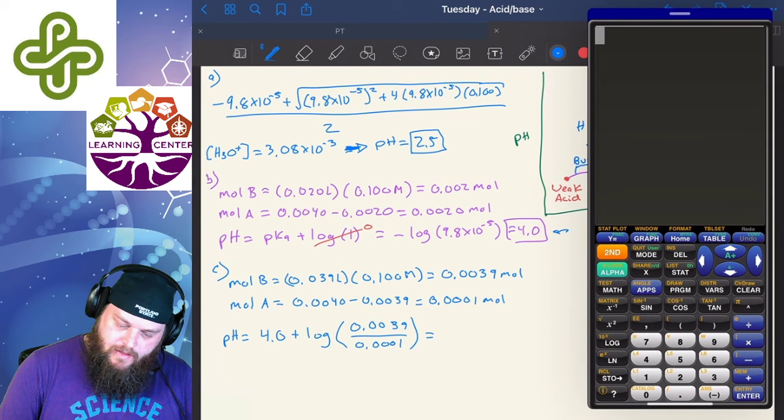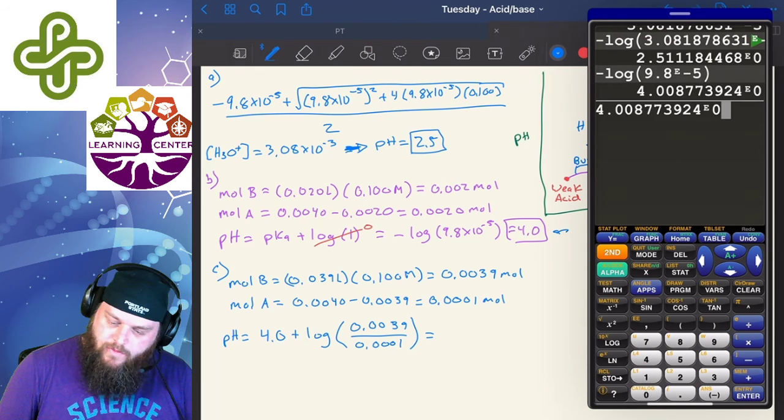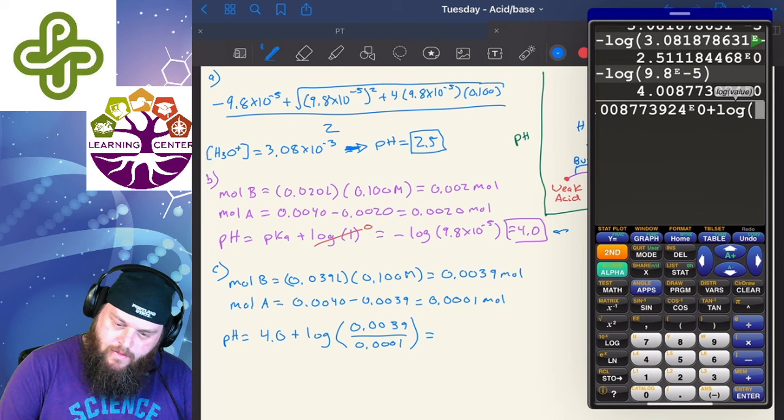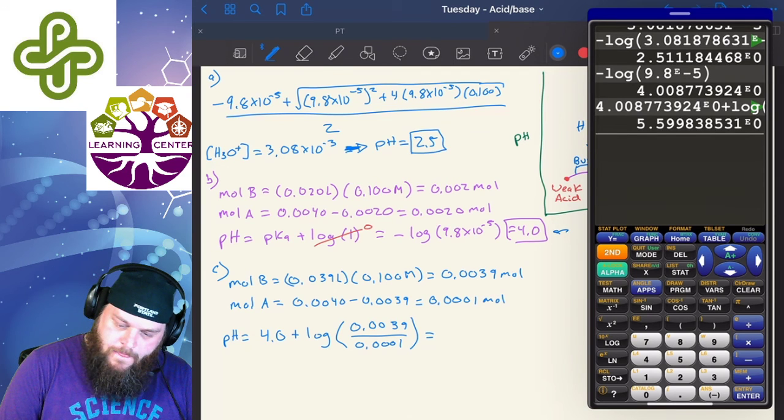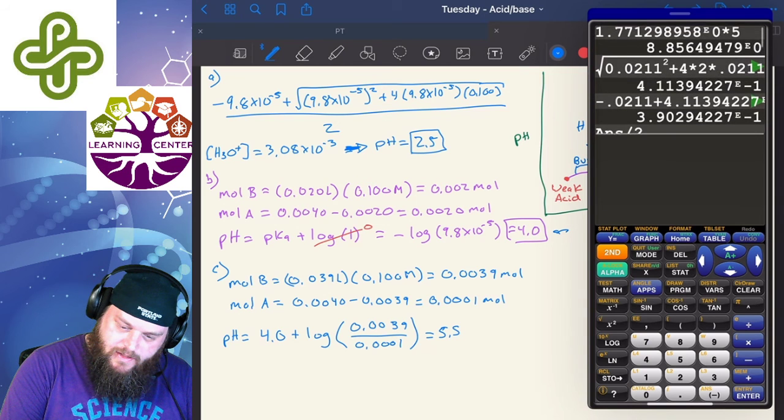So that's going to be 4, or I'm not going to say 4. I'm going to actually go up and grab, it was a little over 4, plus the logarithm of 0.0039 divided by 0.0001, which is equal to 5.59 or 5.60, we'll say.